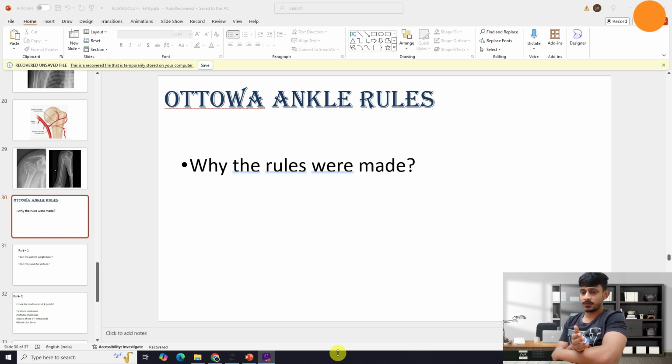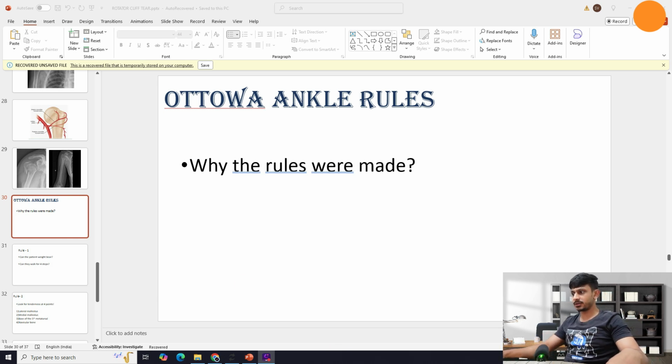What they found was that only 15% of the patients out of the 100% that were scanned had ankle fractures. The remaining 85% had no evidence of any bony injuries, so the X-rays were wasted on them. Not only were they unnecessarily exposed to radiation, in case of any triage events they occupied space in the X-ray room when it was not required. It also cost them extra money, because X-rays do cost money. So that's why these rules were made.